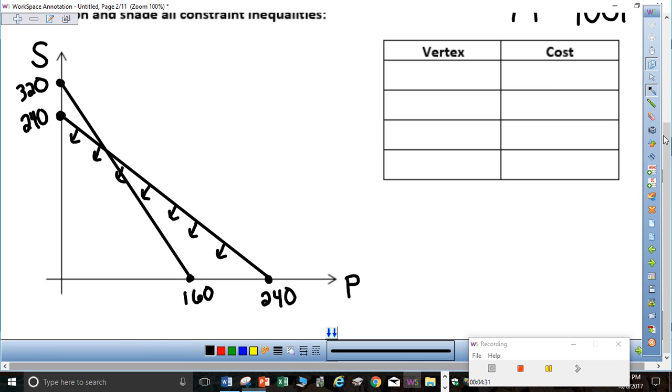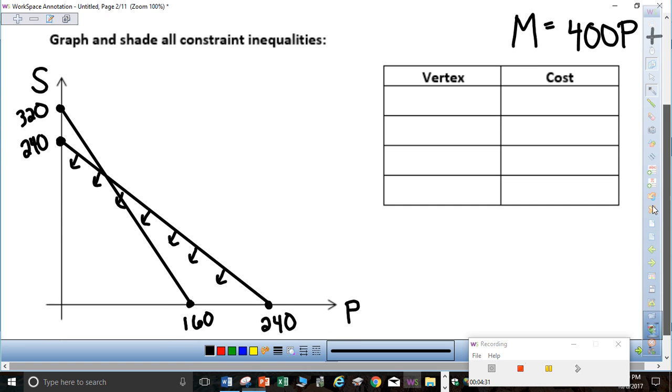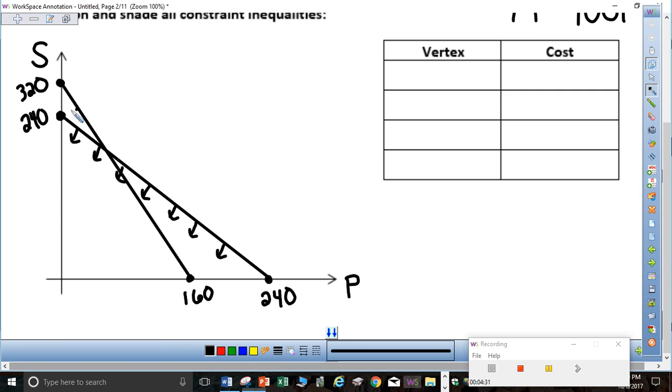All right, so we'll go ahead and connect those. And if we think about that test point of 0, 0, plug in 0 for P, plug in 0 for S, and we get 0 less than or equal to 3200, which is also true. So we're going to direct those shading arrows toward the test point of 0, 0.